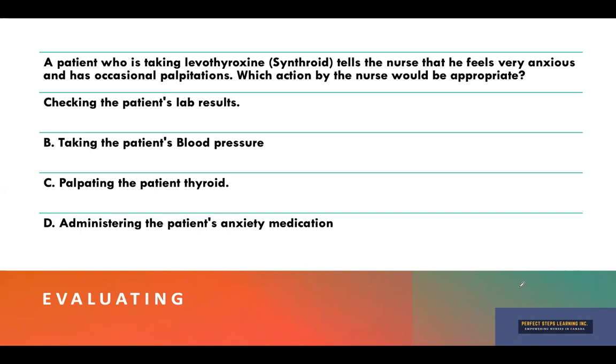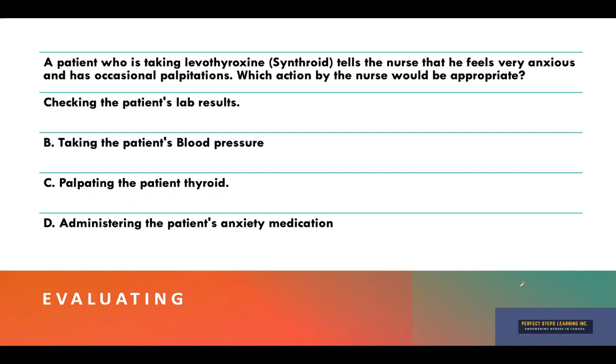So if my patient feels very anxious and he has palpitations, he is very uncomfortable, what do we do? Are we going to check the lab results and find out if anything is abnormal? Are we going to take the blood pressure? Are we going to palpate the patient's thyroid? Sorry for the typo. Or are we going to administer the anti-anxiety medication to this patient?